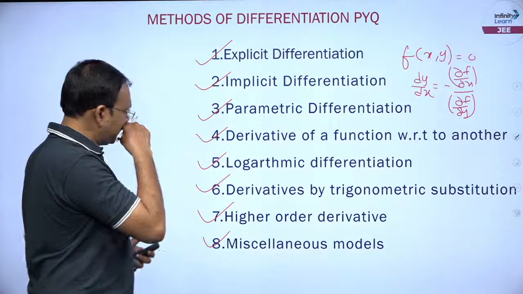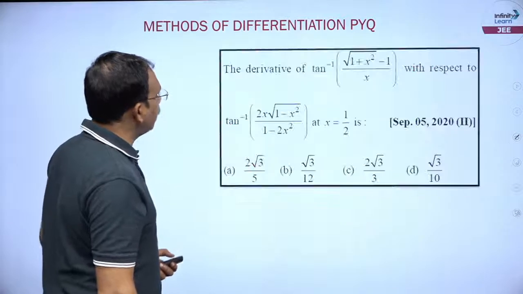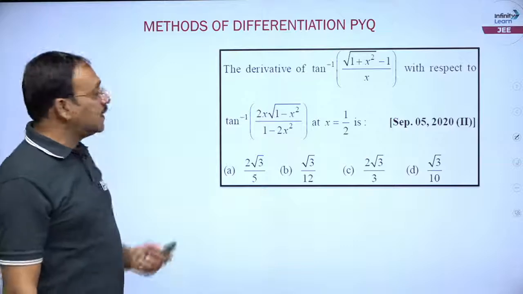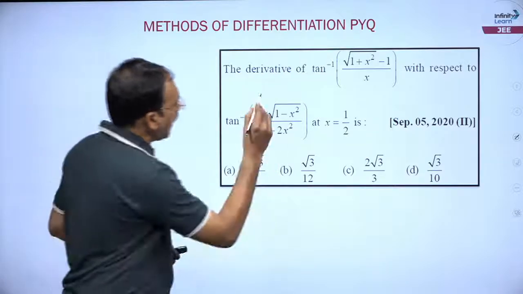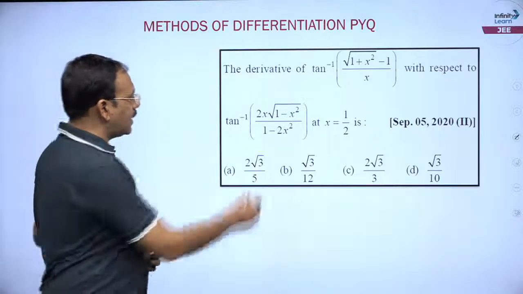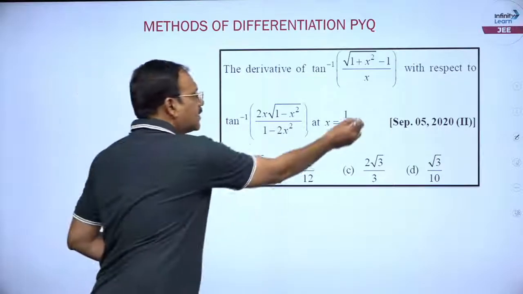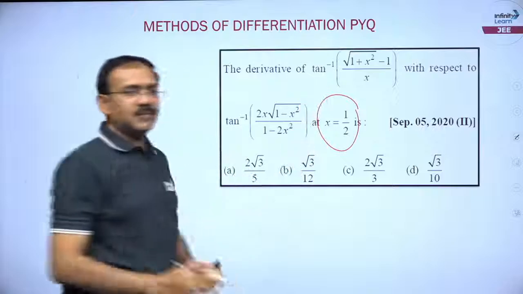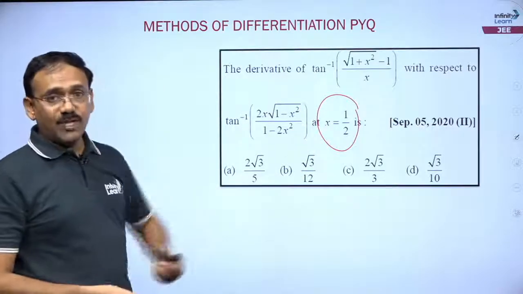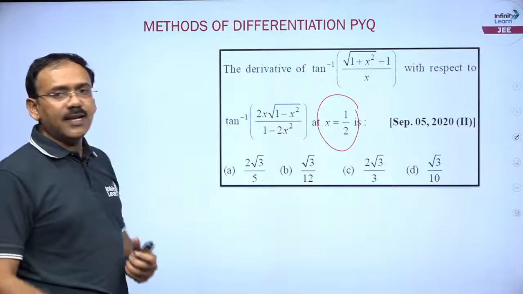Dear students, just see this, the first question that is given. You see in this question, derivative of tan inverse of something with respect to another function at x is equal to 1 by 2. This is the problem given. Fine, 2020 question. We need to find the derivative.